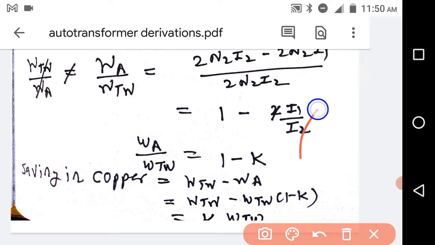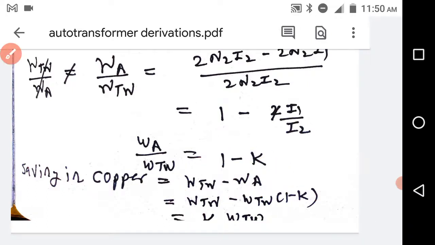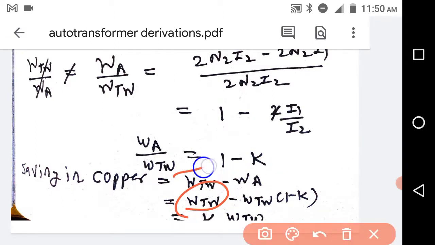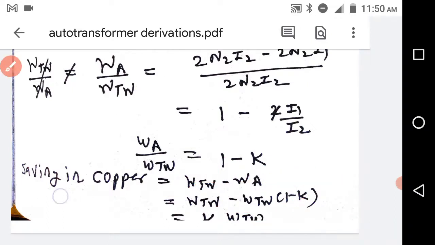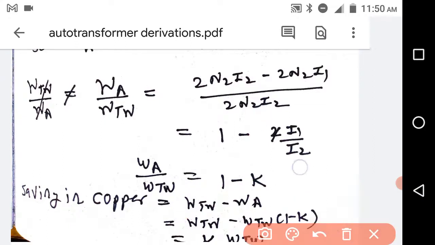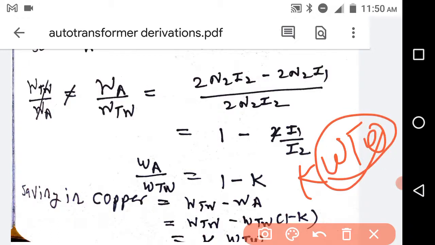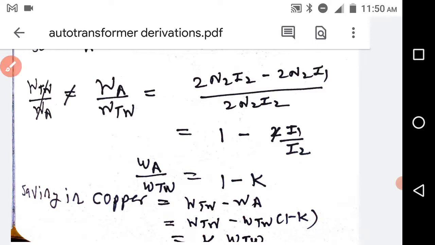So what is saving in copper? It is the subtraction of weight of copper in two winding transformer and weight of copper in auto transformer. If you subtract it, the weight of copper in auto transformer WA is WTW (1 minus K). If you solve it, you will get K into WTW. So K multiplied by weight of copper in two winding transformer. Normally saving in copper is written as equal to K. So if K is approaching towards 1, you will get the maximum saving in copper.